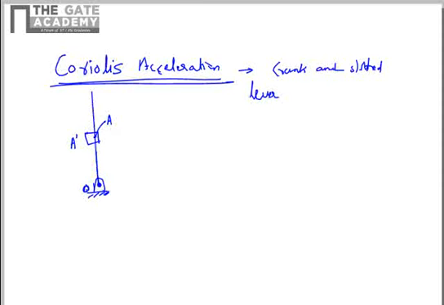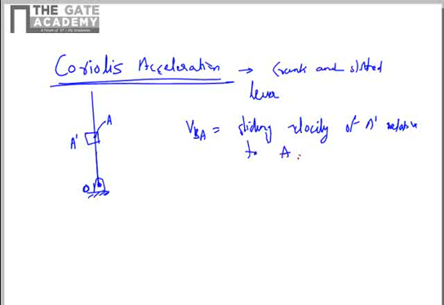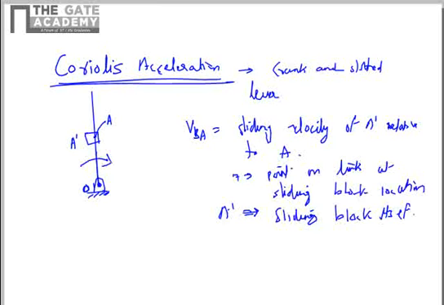So in earlier velocity construction, the velocity of the sliding block was known, that is V A dash. In the present case, the sliding velocity is also assumed to be known, that we will term as VBA, that is sliding velocity of A dash, the sliding block, relative to A, the point on the link. And let's suppose the link rotates at an angular velocity of omega, and this is the sliding velocity VBA.